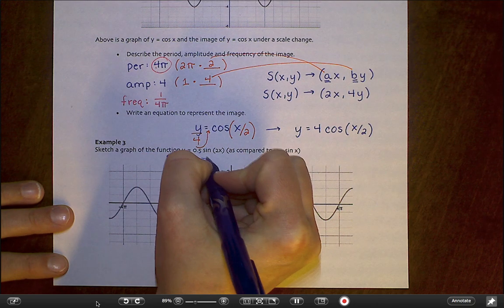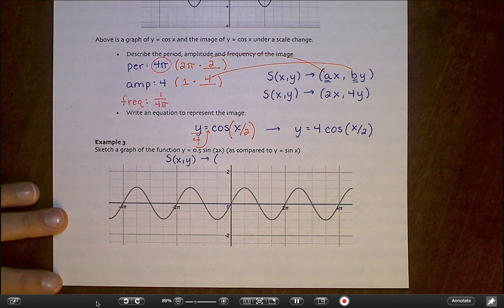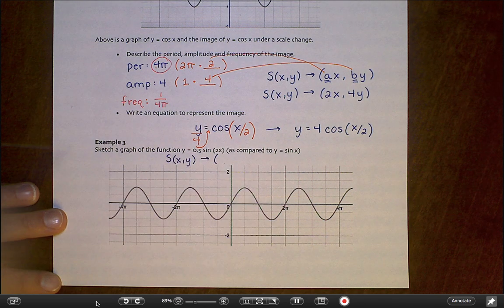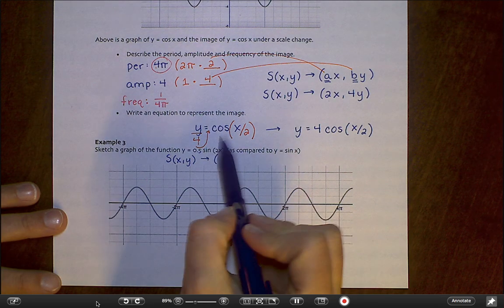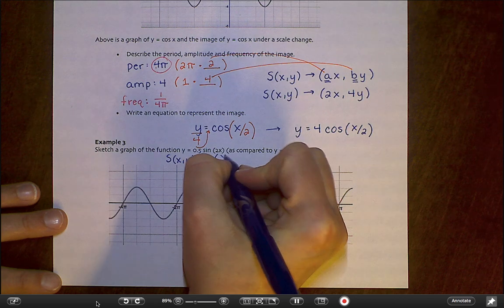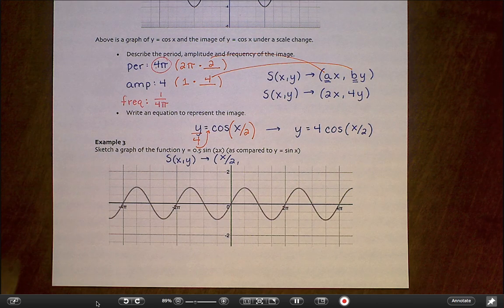I'm going to ask myself, what is happening here to x? What is happening here to y? Remember that your rule is going to be reversed from how your equation is written. So where I see a 2 times x in my equation, I'm going to put an x divided by 2 in my rule. That means my period is going to be cut in half. My 2 pi is going to be divided by 2.